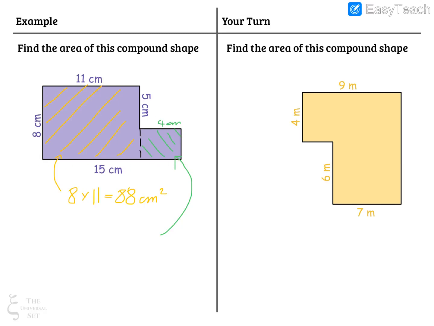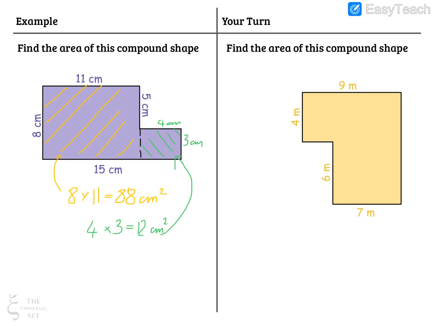And how about the other part? Well, this bit is 5, and this bit we need to work out so that that is 8. So if all the way down there is 8, and this bit is 5, that bit there has got to be 3 centimetres, because then we've got 5 plus 3 equals 8. So now we've got the length and breadth of that green one. The length was 4, the breadth was 3, so we've got 12 centimetres squared.